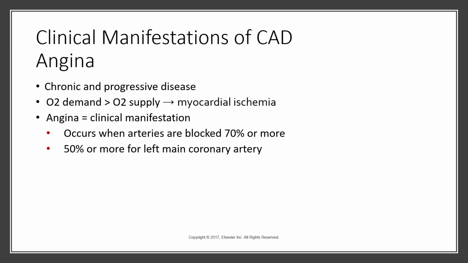So just think of angina again as the clinical manifestation of myocardial ischemia, right? And it's caused by either an increased demand for oxygen or a decreased supply of oxygen. Either or, both can lead to that angina. The most common reason for angina to develop over time is narrowing of one or more of the coronary arteries by atherosclerosis.